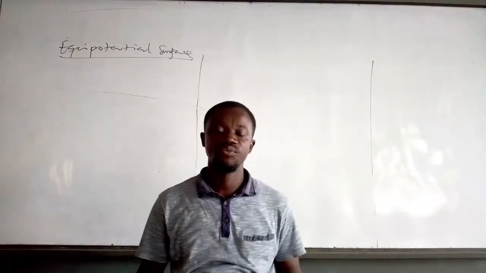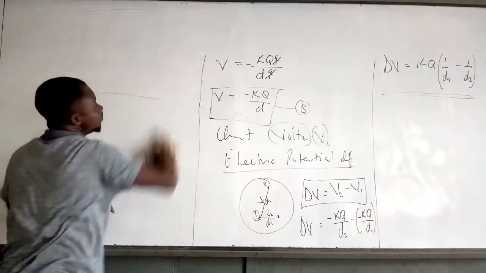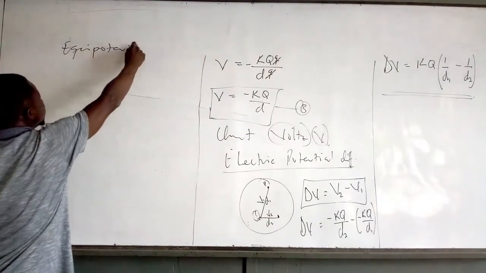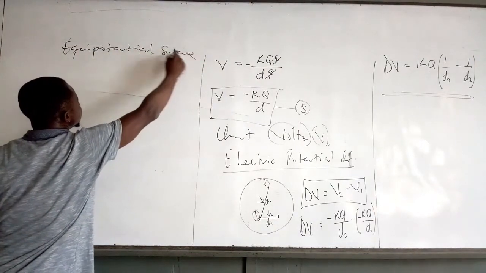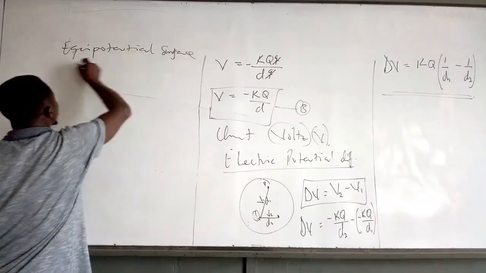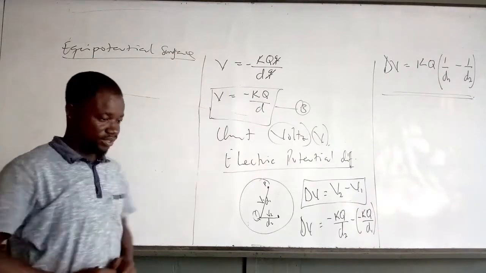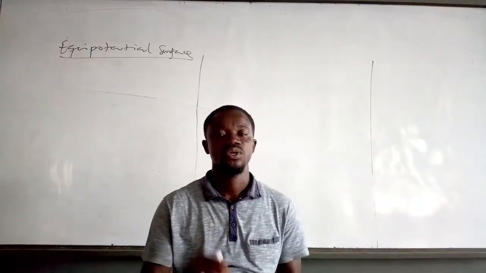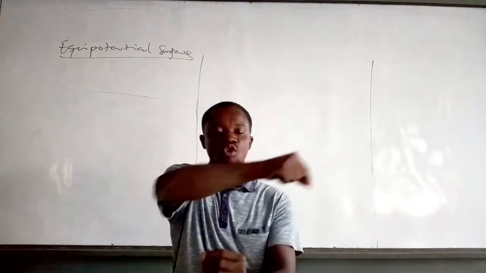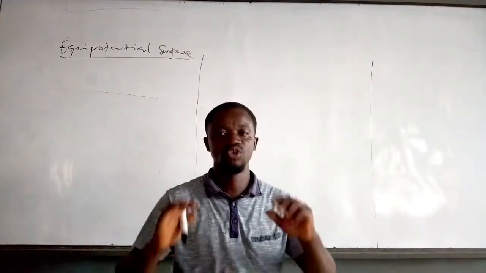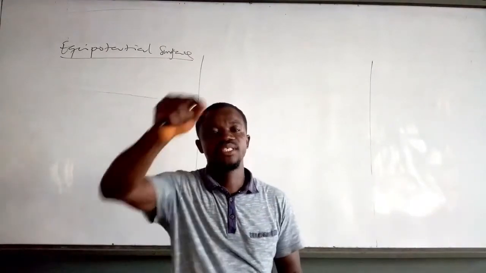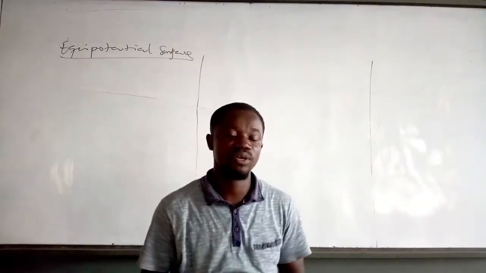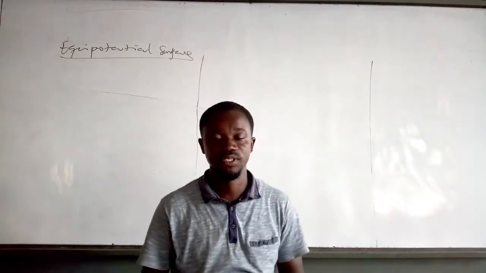Good. So we look at another term we call equipotential surface. Now, equipotential surface refers to points of equal potential in an electric field. So when you pick an electric field, there are points within the electric field where the electric potentials are the same. These points are what we refer to as equipotential surface.